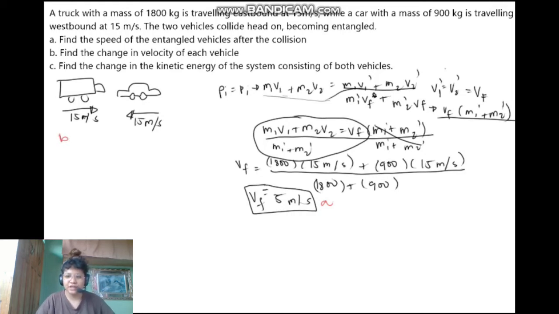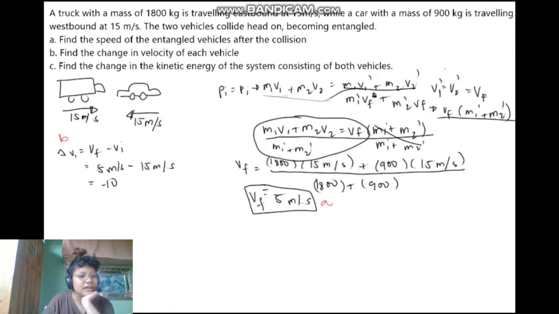Let's find the change in velocity of the vehicles. To find the change in velocity, we're going to use the final velocity minus initial velocity. For the first vehicle, which is the truck, the final velocity is 5 meters per second minus the initial velocity, that is 15 meters per second. And we are going to get negative 10 meters per second.